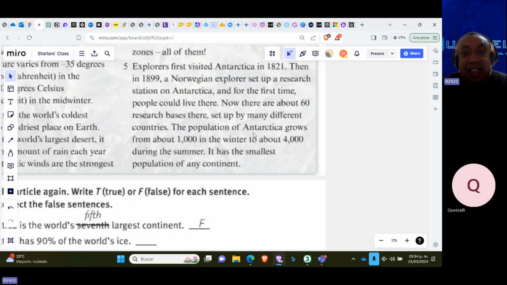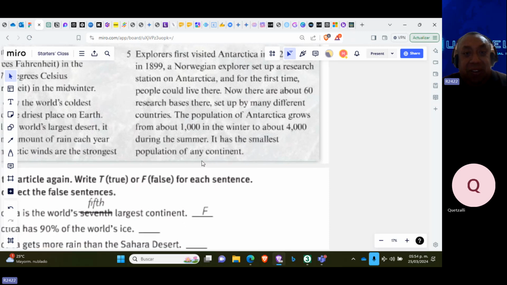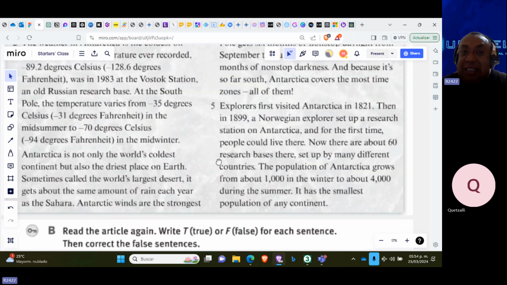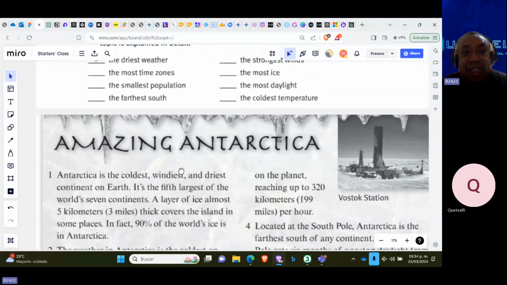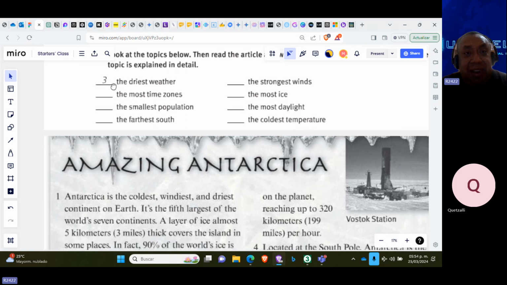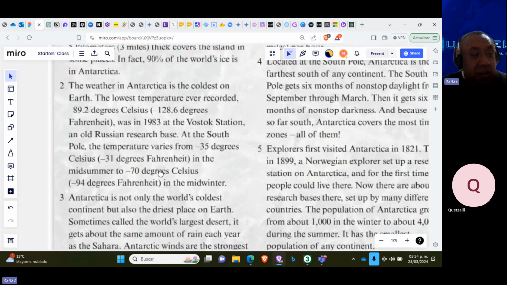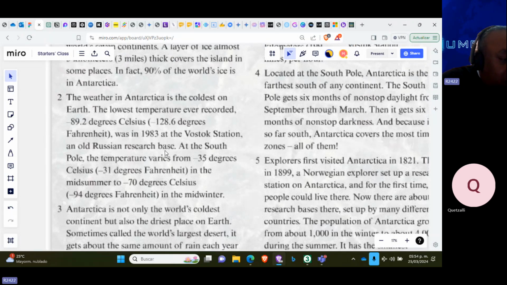The population of Antarctica grows from about 1,000 in the winter to about 4,000 during the summer. It has the smallest population of any continent. Let's match the topics with the paragraphs. For example, it says number three is the driest weather. And it's true. For example, I'm going to tell you number one.